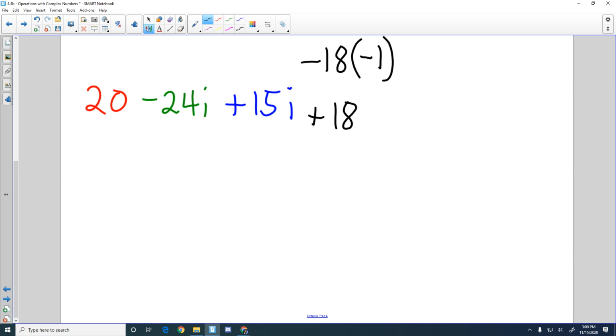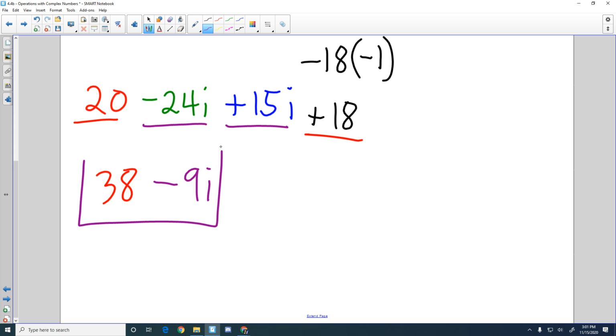And then from this point, looking at this problem, we just combine like terms. So I've got a 20 plus 18, well, that simply equals 38. Then I have a negative 24i plus 15i. Well, that's also pretty easy. That's going to equal negative 9i. And at this point, I've got my real part up front, 38, and my imaginary part, the negative 9i, second there. And that's just our answer.